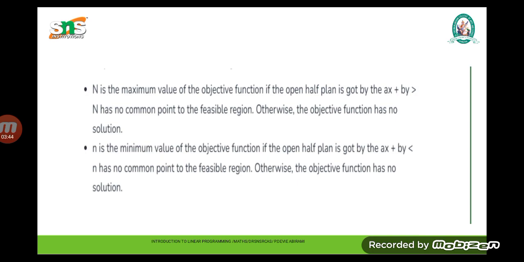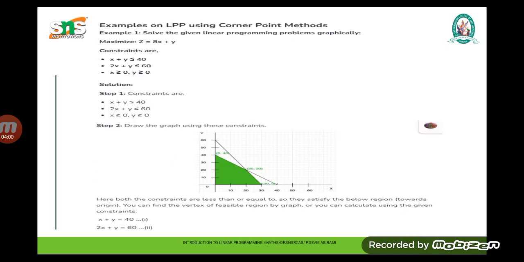When m is the minimum, the open half plane ax plus by less than m should have no common point with the feasible region. Otherwise, the objective function has no solution. When it is an unbounded case, we cannot find a solution for that graph. My first problem, an example of an LPP using the corner point method.